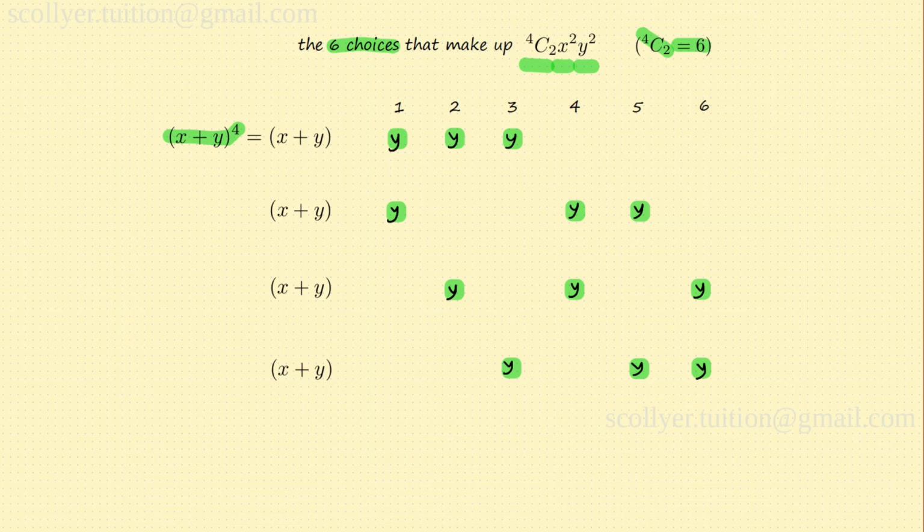If I don't choose a y, then I must choose an x, and so I can fill in the rest of this diagram as follows. And we can see that each term in those 6 choices contains exactly 2 y's and 2 x's as required to be in the 4c2 x squared y squared term.